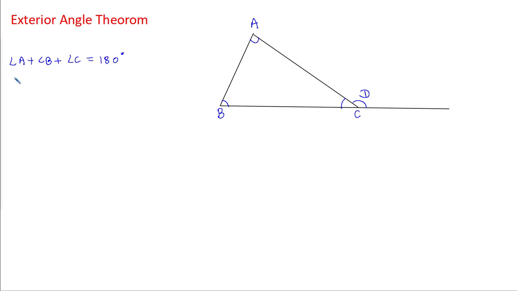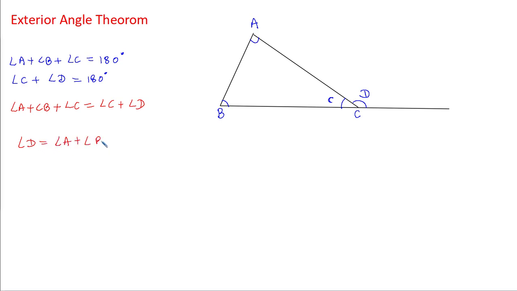And we can also say that angle C plus angle D is also equal to 180 degrees. So from this we can see that angle A plus angle B plus angle C is equal to angle C plus angle D. Angle C and angle C will get cancelled out from both sides, so finally we will get angle D is equal to angle A plus angle B.